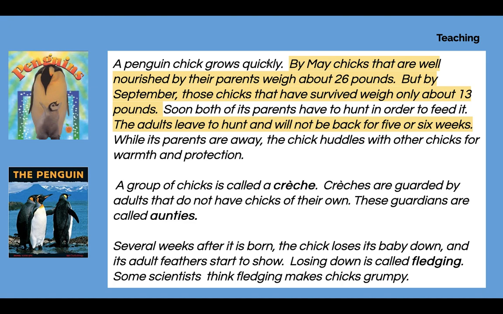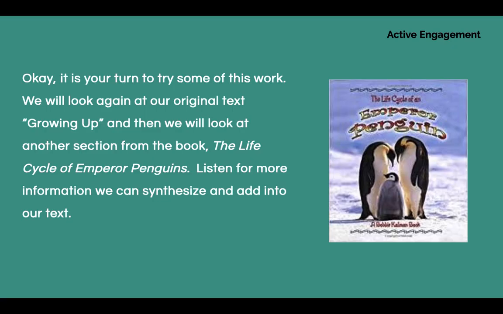Now, I've actually sandwiched in this information from the penguin. By May, chicks that are well nourished by their parents weigh about 26 pounds. But by September, those chicks that have survived weigh only about 13 pounds. And the adults leave to hunt and will not be back for 5 to 6 weeks. So I was able to synthesize or squish in the information from this harder book and combine it with the section in the easier book.